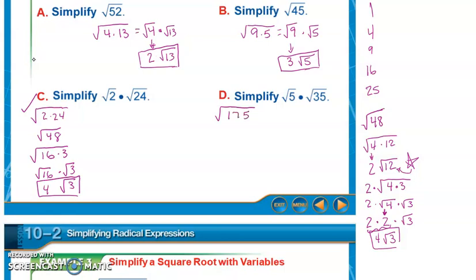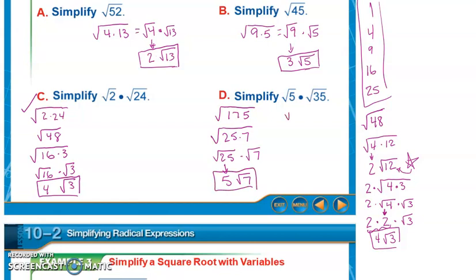Then you look at the perfect square list. Say, okay, are any of those factors? You might have to go bigger even, but we'll try 25. So 175 divided by 25 is 7. So this is 25 times 7. So the square root of 25 times the square root of 7. Square root of 25 is 5. Square root of 7 is just the square root of 7.